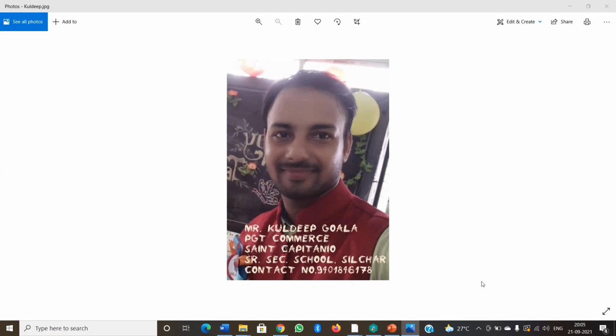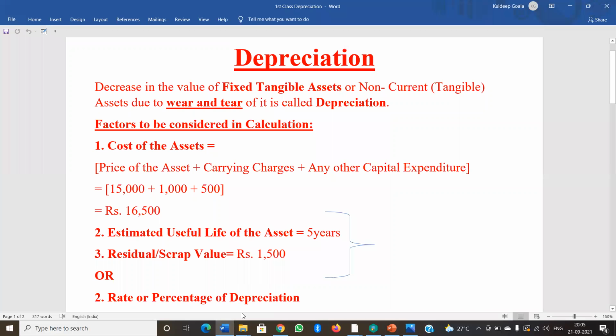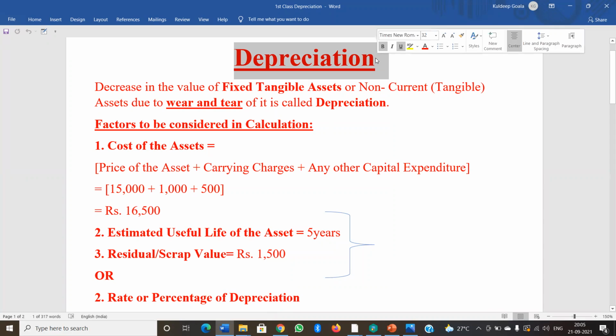Today we are going to start our new chapter, which is named depreciation. So today we will be starting with depreciation accounting. I hope all of you are able to see the content mentioned here. It is depreciation, and what is depreciation all about?